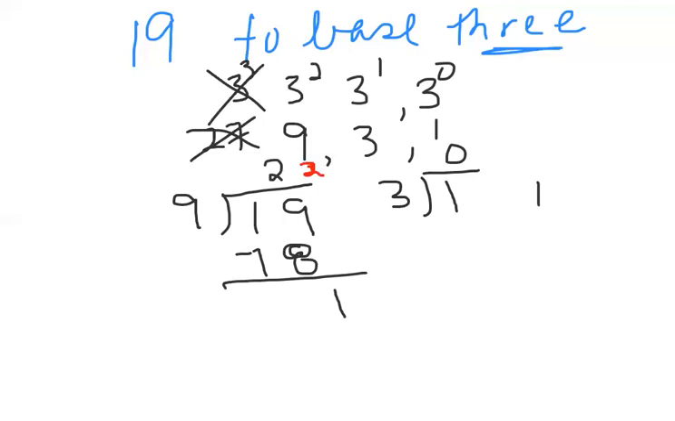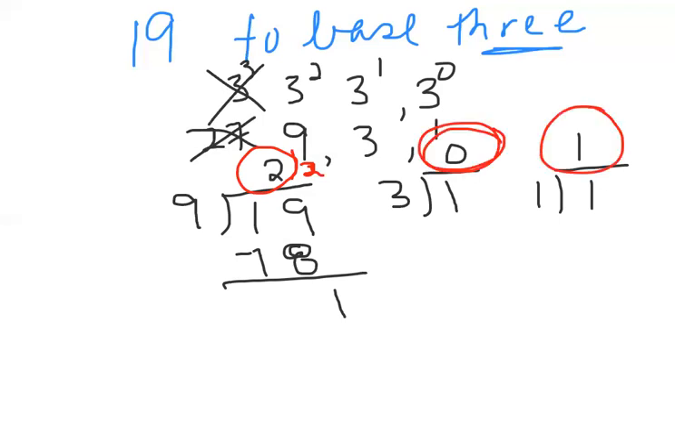Can 1 go into 1? Absolutely. That's just 1. So guys, we're done with the division process. So what do we notice? This 2, 0, and 1 will make up the number 19. In other words, you need 2 9s and 1 1. 2 9s is 18. If you add 1 to 18, guys, that's going to give you the 19.